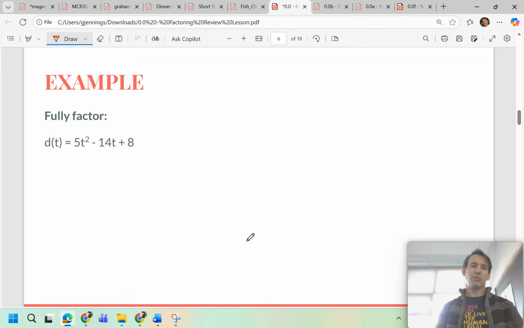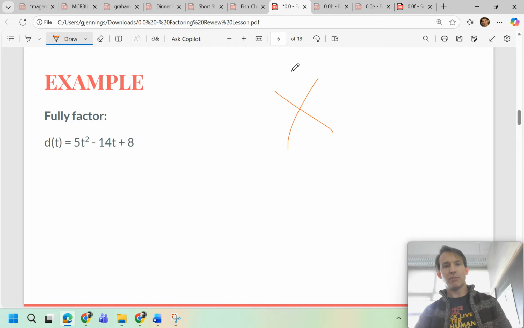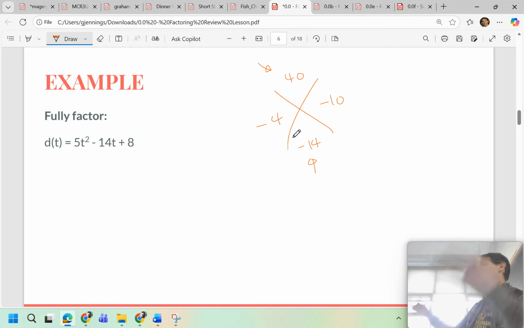All right. But what if we have one like this? Well, it's exactly the same. So I do 5 times 8 is 40. And then, so I'm playing this X game, I want to multiply to 40, but add to minus 14. And when I'm adding to a negative and multiplying to a positive, both are negative, and this one is pretty easy. It's minus 4 and minus 10. And then it's exactly the same as the example up above. Emma? Yeah, go for it.